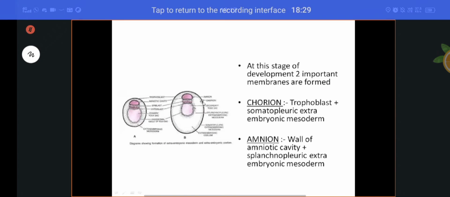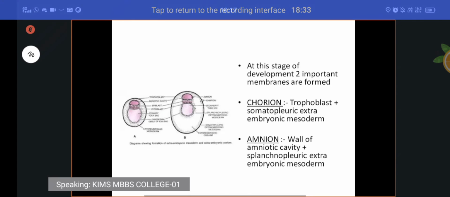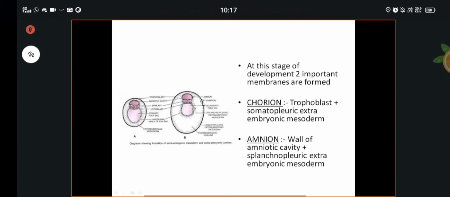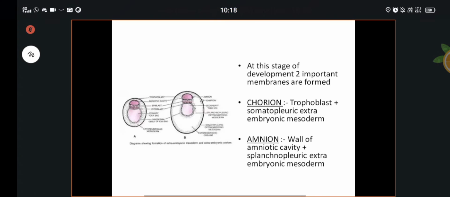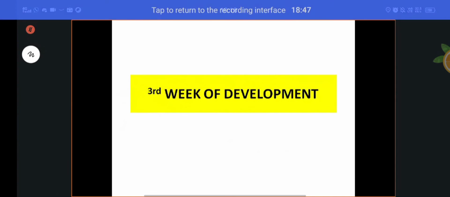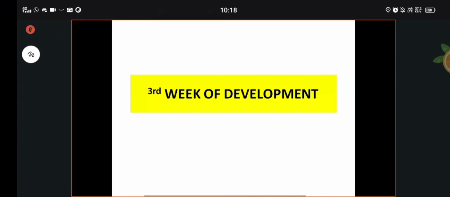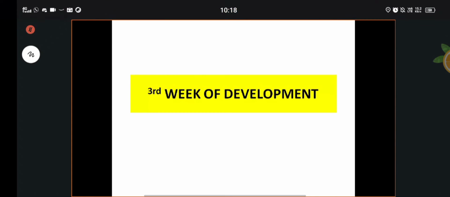Chorion is nothing but the outer trophoblast cells with the parietal or somatopleuric extraembryonic mesoderm. Here in the diagram, you can see that. It is called chorion, whereas amnion is the wall of the amniotic cavity plus splanchnopleuric extraembryonic mesoderm. It's called amnion. So I think I have stopped at that stage after speaking about the chorion as well as amnion.